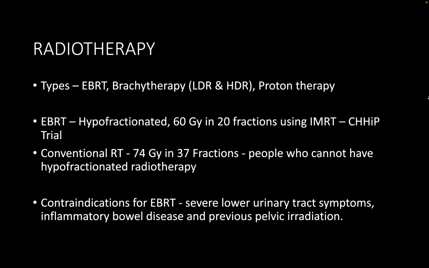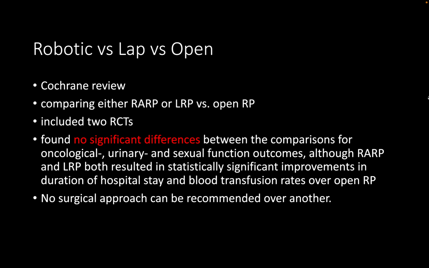Any questions you have on this radical prostatectomy before we complete this scenario? Just one thing. What should I quote when I'm asked about the evidence for robotic versus open? There is no real big evidence other than a Cochrane review which compared radical prostatectomy with robotic assisted, laparoscopic assisted, and open. The Cochrane review included two randomized controlled trials. And as you said, there is no difference between the oncological outcome, urinary or sexual function outcome.